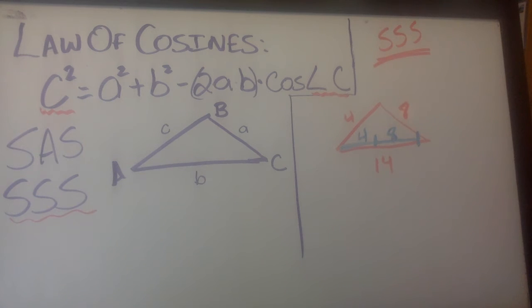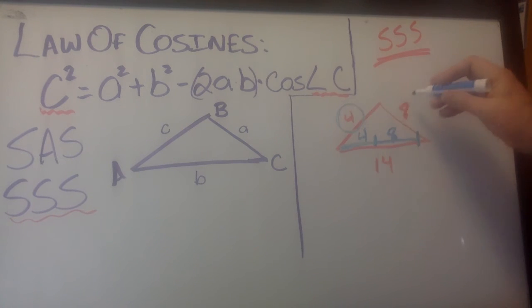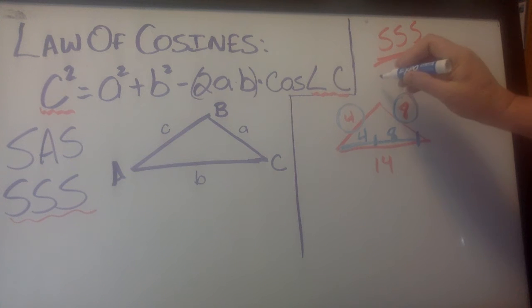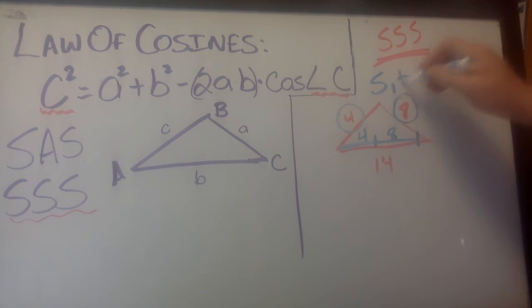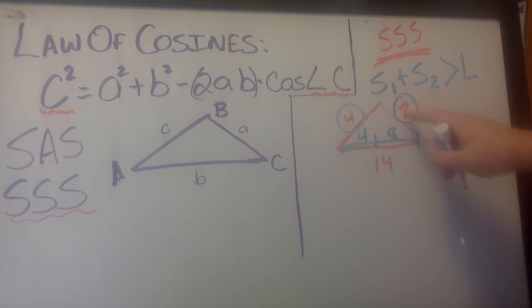So there's an old theorem in math that we have to worry about, and it basically says the two smallest sides, side 1 plus side 2, have to be greater than the largest side. So in other words, 4 plus 8 is not greater than 14. So this is a big no. It doesn't make a triangle.